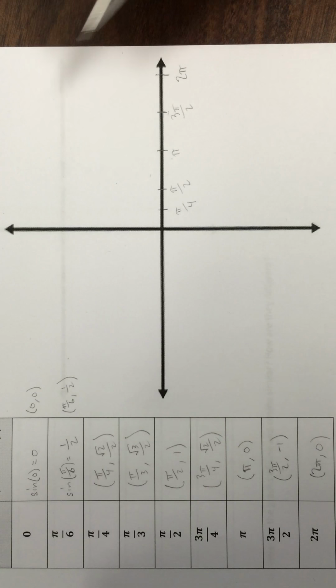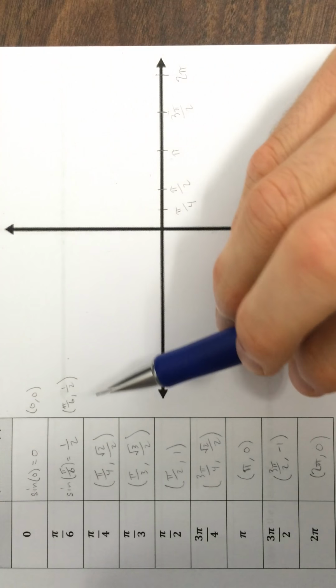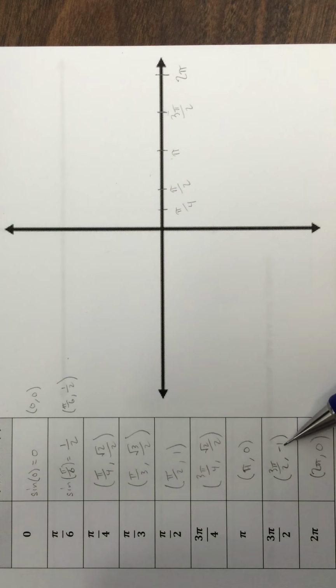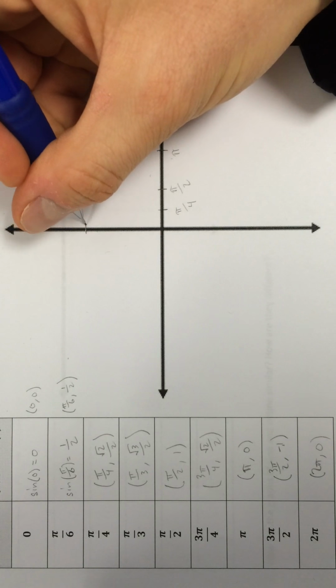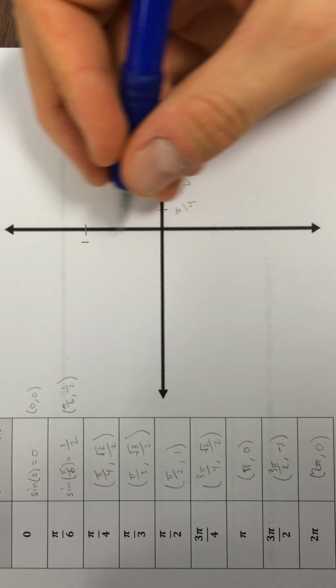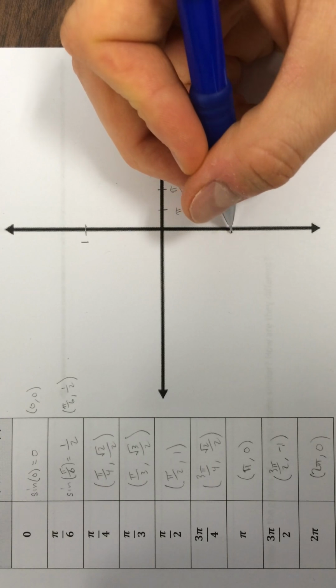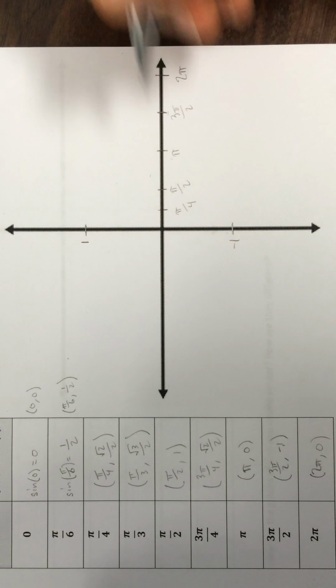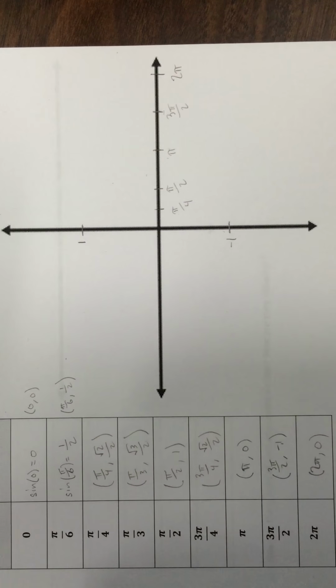Now let's look at our y-axis though. We also need our y. Our smallest value was negative 1. And our largest value that occurred once was 1. So we call this 1 up here, negative 1 down here. And let's see what happens.